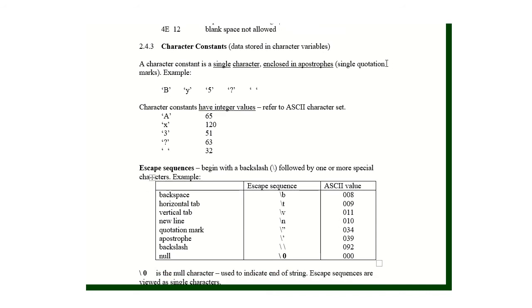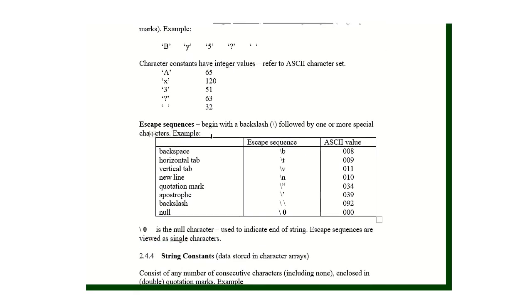Character constants are data stored in character variables. A character constant is a single character enclosed in single quotes. These are all character constants. Character constants have an integer ASCII value. You can Google the internet for the ASCII character set to get this table. For example, capital A is the character constant, and its integer ASCII value is 65. A single blank character constant has the integer number 32.